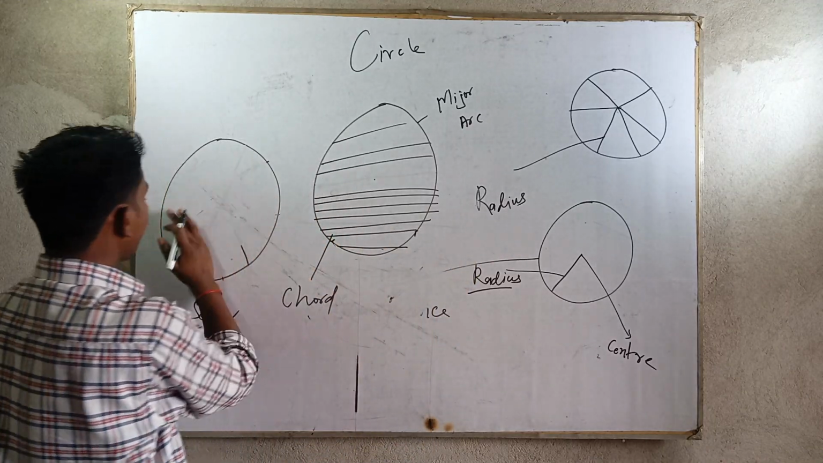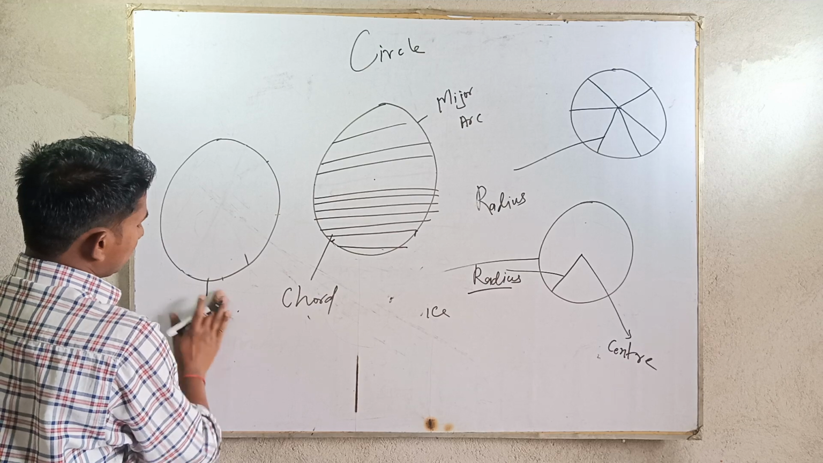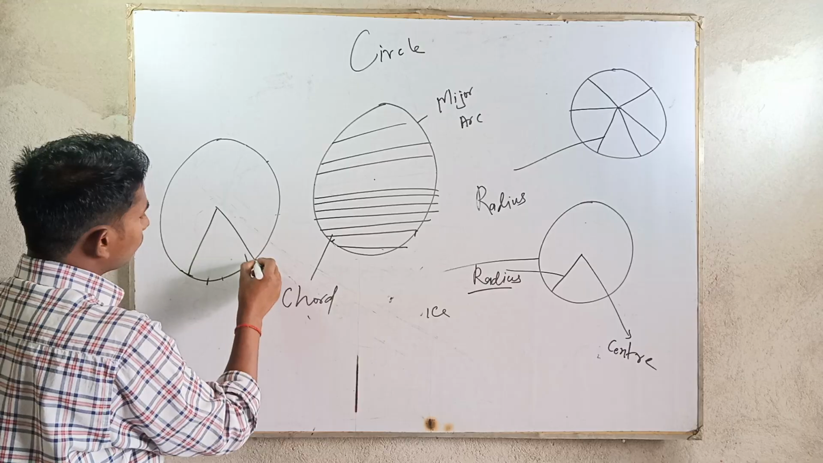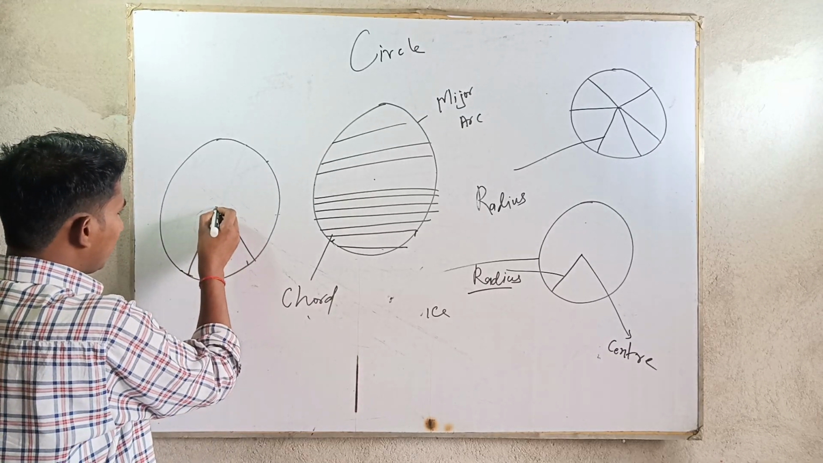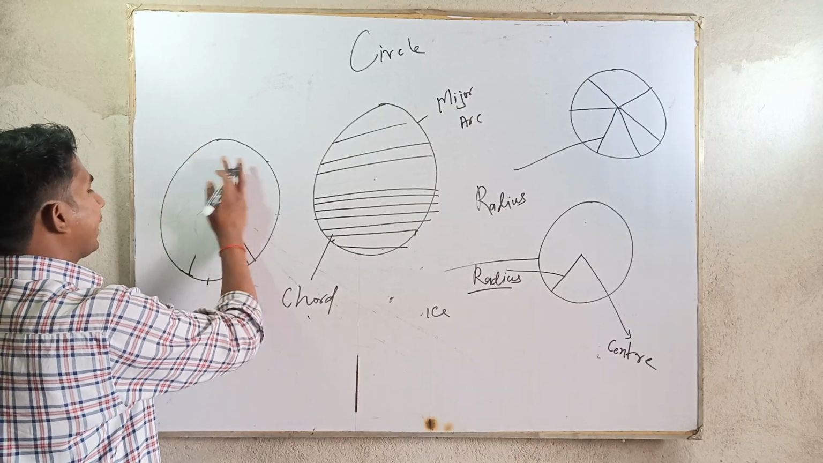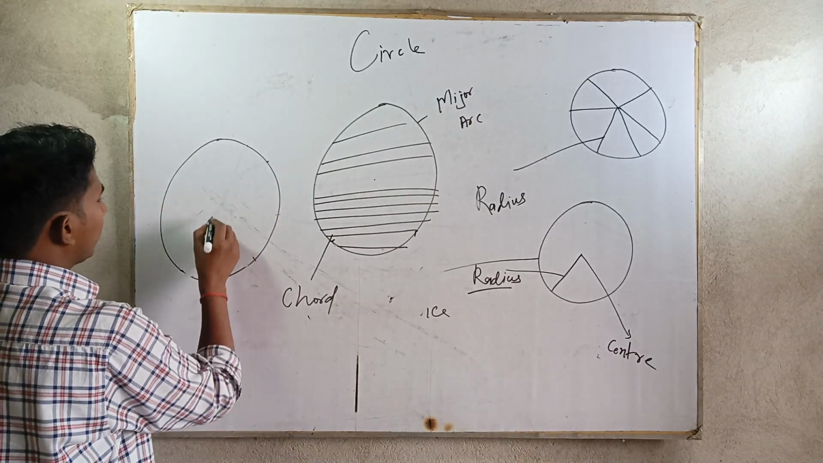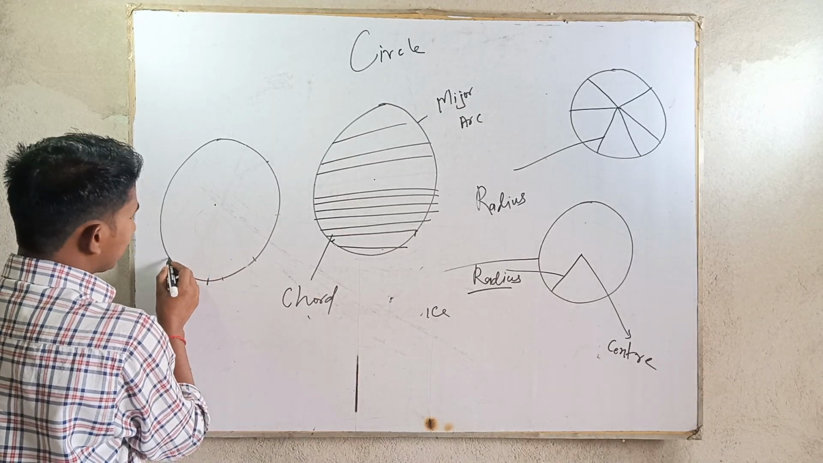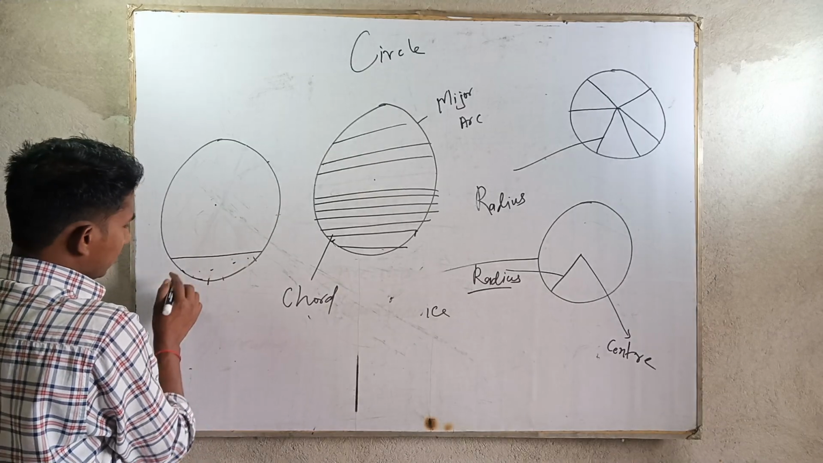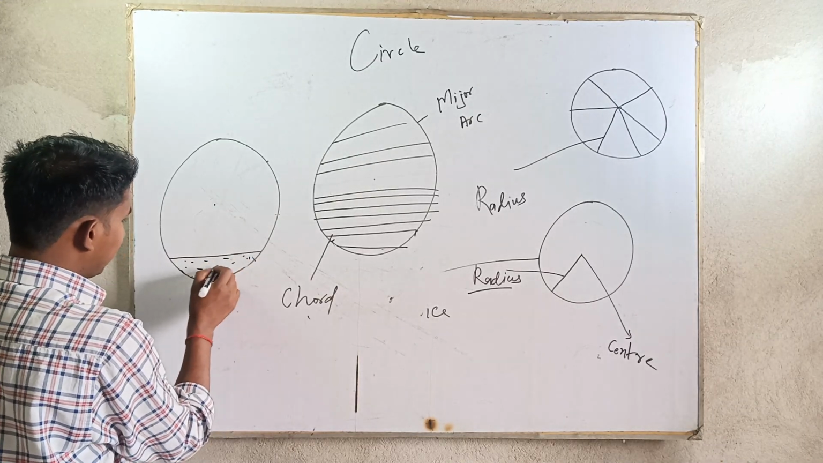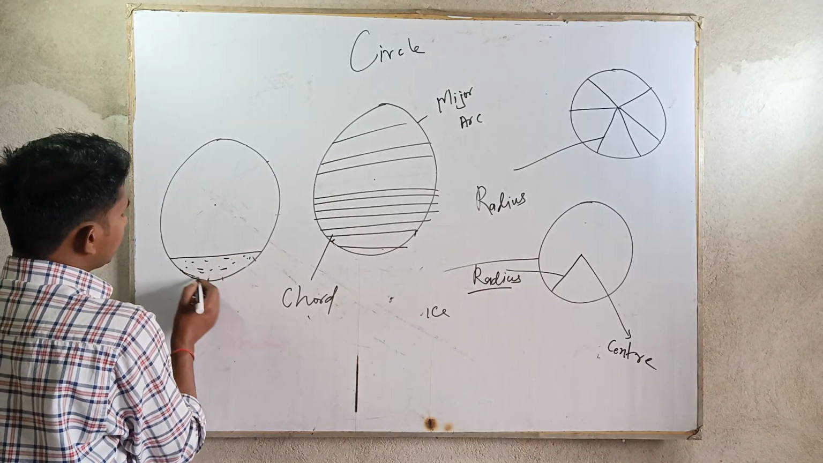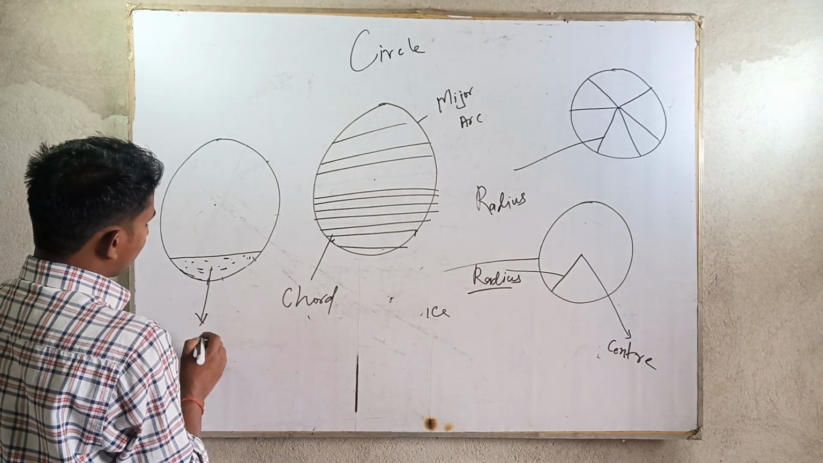When two radii are in a form like this, it is called a sector. Okay. Next one is when the area of this part is asked, and the question says to find out this part. So this part is called a segment.